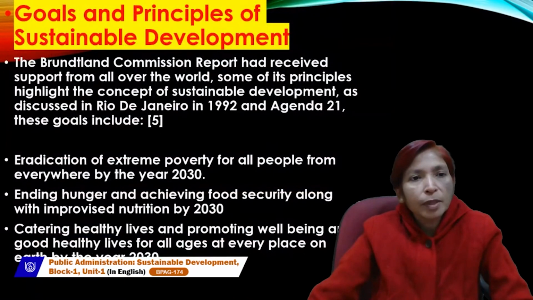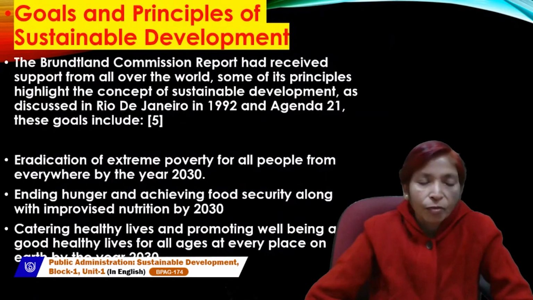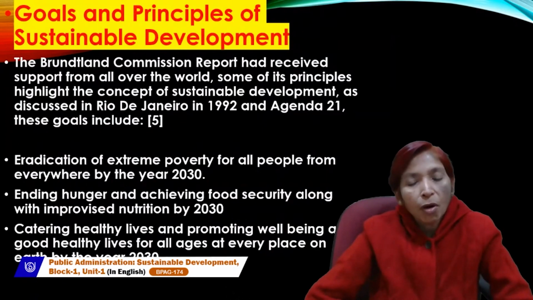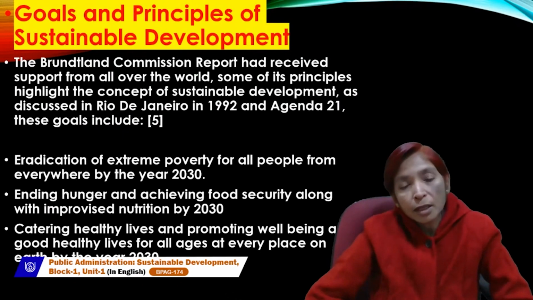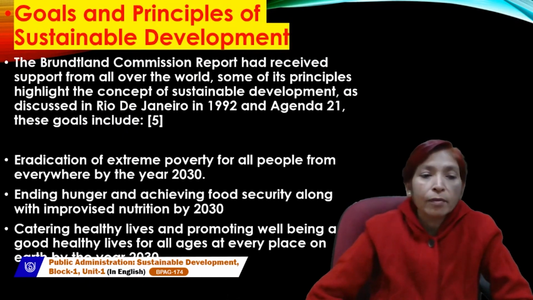Next are the goals and principles of sustainable development. According to the Brundtland Commission report, which received support from all over the world, some of its principles highlight the concept of sustainable development as discussed in Johannesburg, Rio de Janeiro in 1992 and Agenda 21. These goals include, one, eradication of poverty for all people from everywhere by the year 2030. At present, 2022 is going on, and it is the last month of this year. The target is that eradication means removal or reduction of extreme poverty for all people from everywhere by the year 2030.